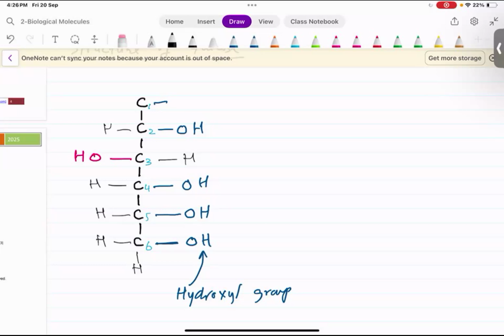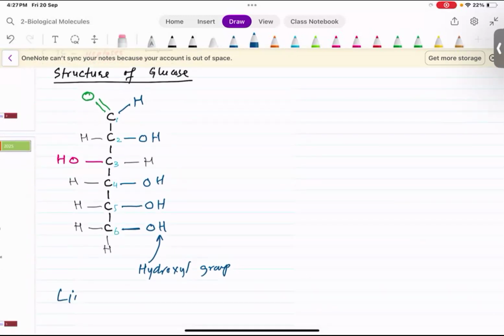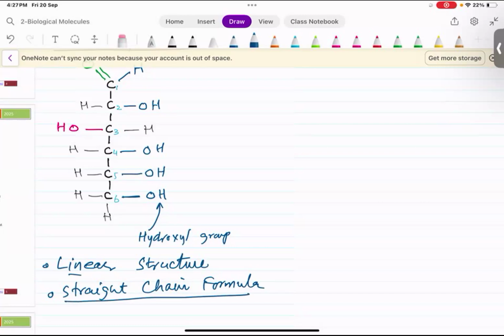But carbon number 1 has a double bonded oxygen with it, and it has a hydrogen attached with it. So this is the linear structure of glucose, or straight chain formula. Is that okay?